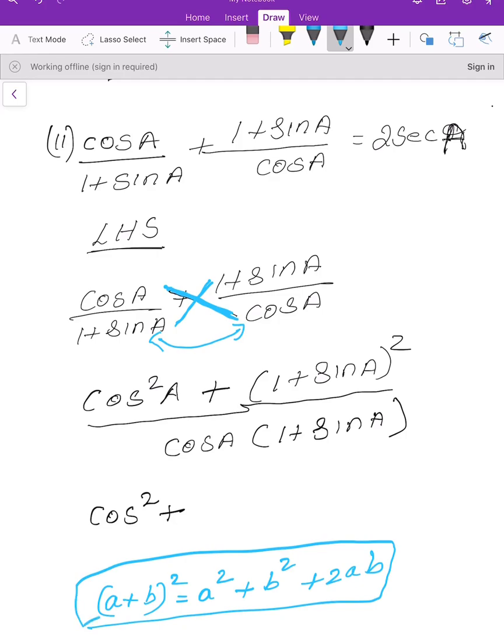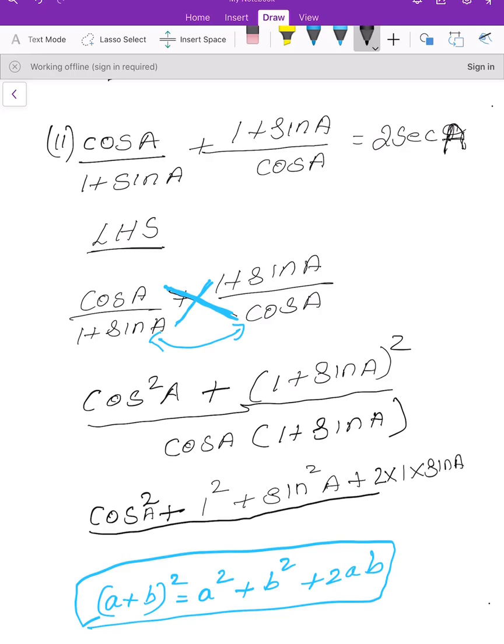A square plus B square plus 2AB. My A is 1 and B is sin A. So I'll write this here. My A is 1 square, my B is sin A, so sin square A plus 2 into 1 into sin A. Divided by the denominator, I'm not doing anything. I'll write it as it is: cos A into 1 plus sin A.